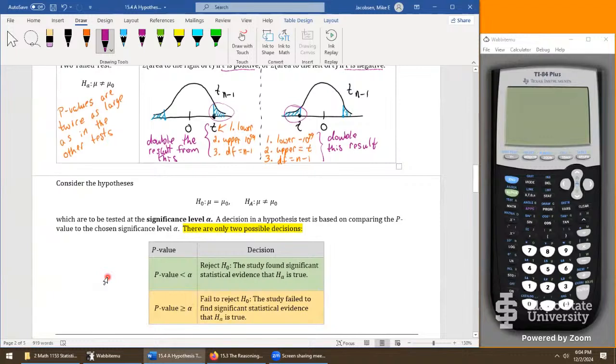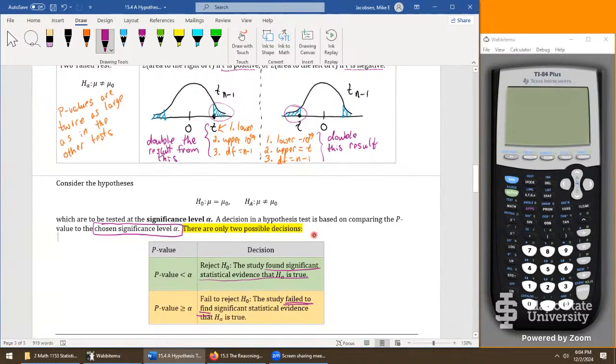Once you get your p-value, you compare it against the chosen significance level alpha. If it's below alpha, we've rejected the null hypothesis, which means we found evidence the alternative is true, significant statistical evidence. But if it's larger or exactly equal to, same statement, except we failed to find the significant evidence. Let's double underline the failure part. So your conclusions almost look the same, except on the second one, you say we failed to find that evidence. On the first one, you just say we did find that evidence.